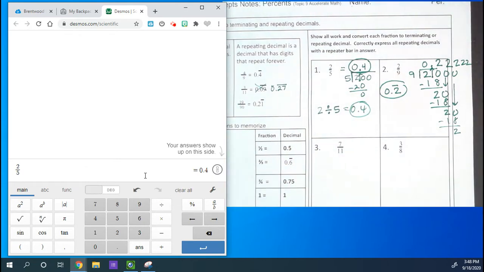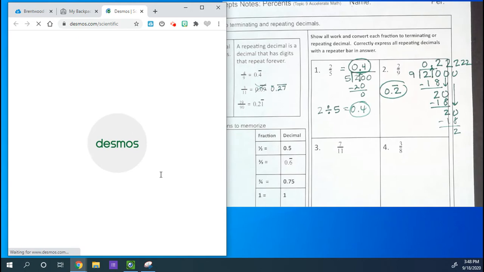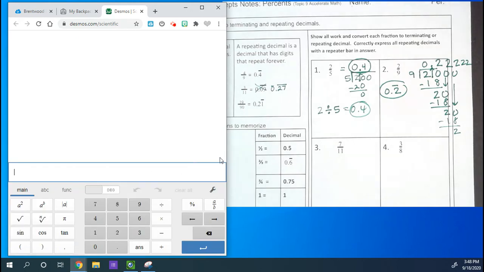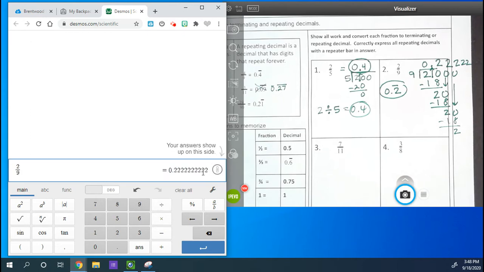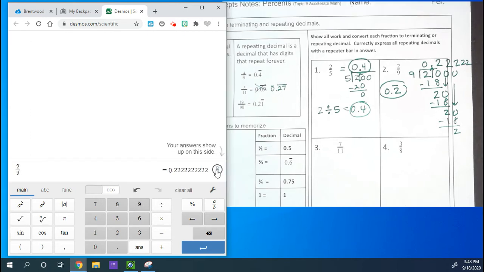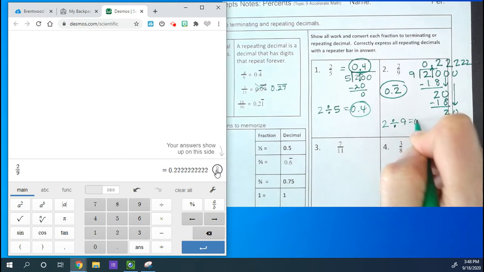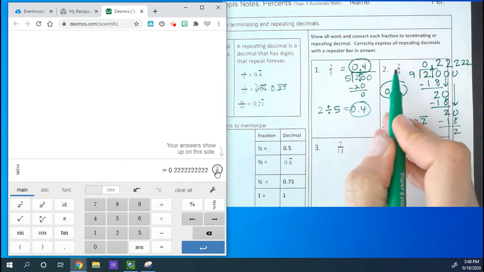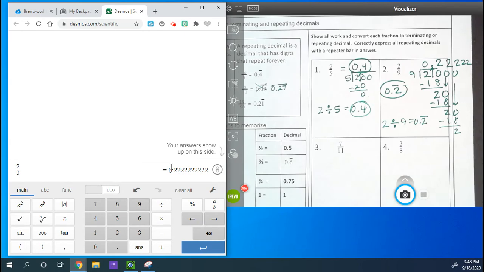And then 2 divided by 9. Let me go to the next row. I guess I'm going to clear it. 2 divided by 9. So it's showing me that it's the repeater. 2 divided by 9 is 0.2 repeating. When I enter it in the calculator, it's top divided by bottom. It should look the same here as it does over there. These should match. 2/9, 2/9.